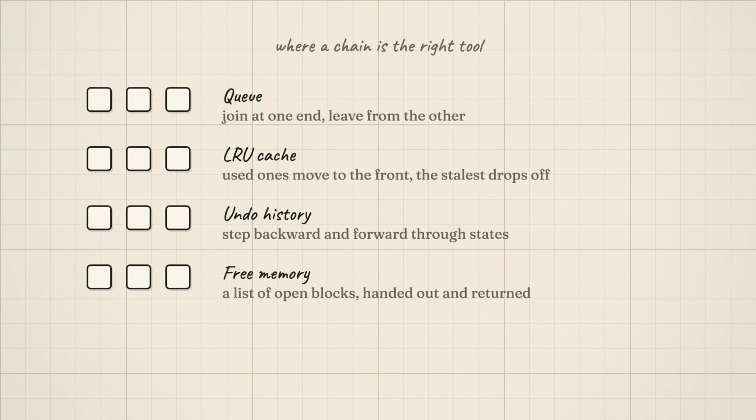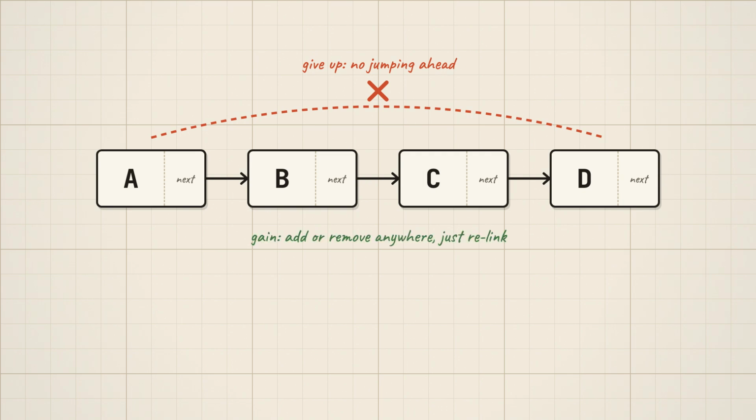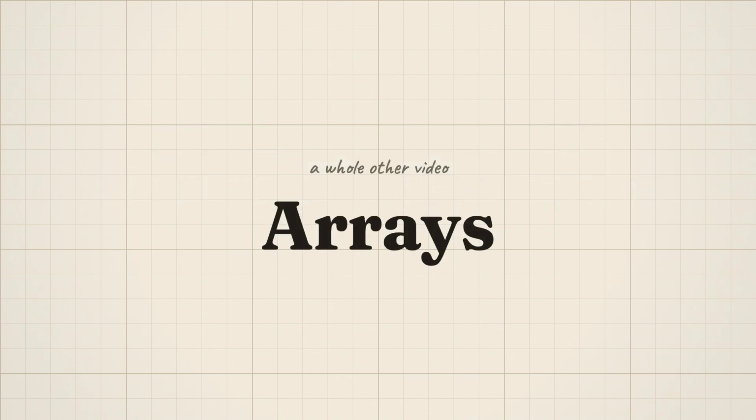So here's the whole trade in one line. You give up reaching an item instantly, you always walk the chain to find it, but in return, adding or removing anywhere is nearly free. You just change a link or two and nothing else moves. There's one cost we've quietly set aside. Following all those links means jumping around in memory, and that matters more than you'd expect. But that's the story of arrays, and that's a whole other video.